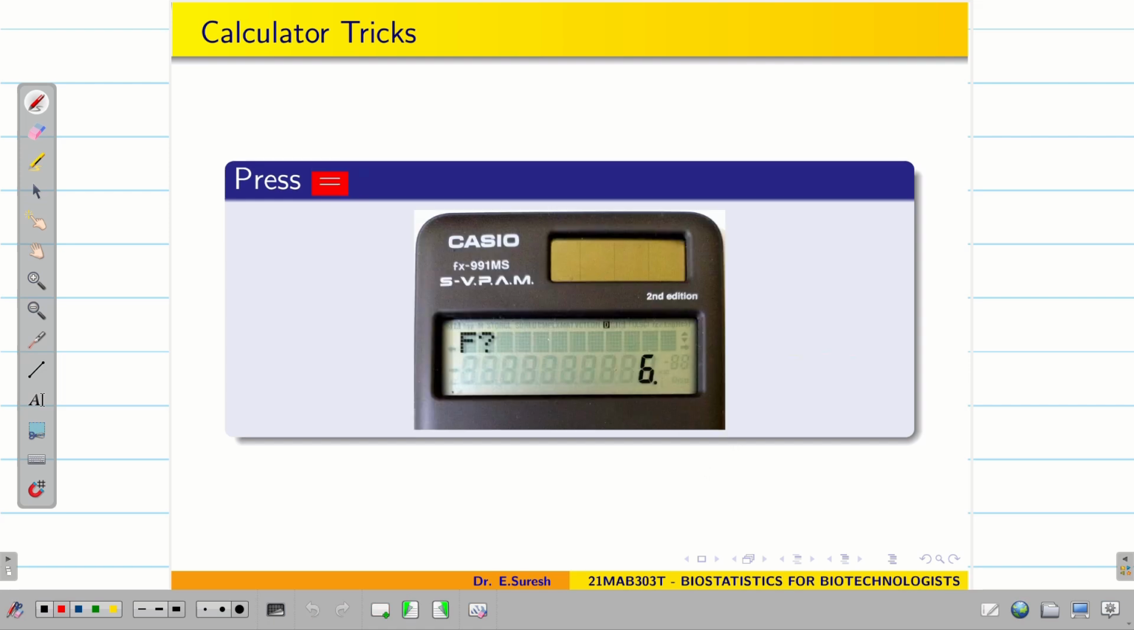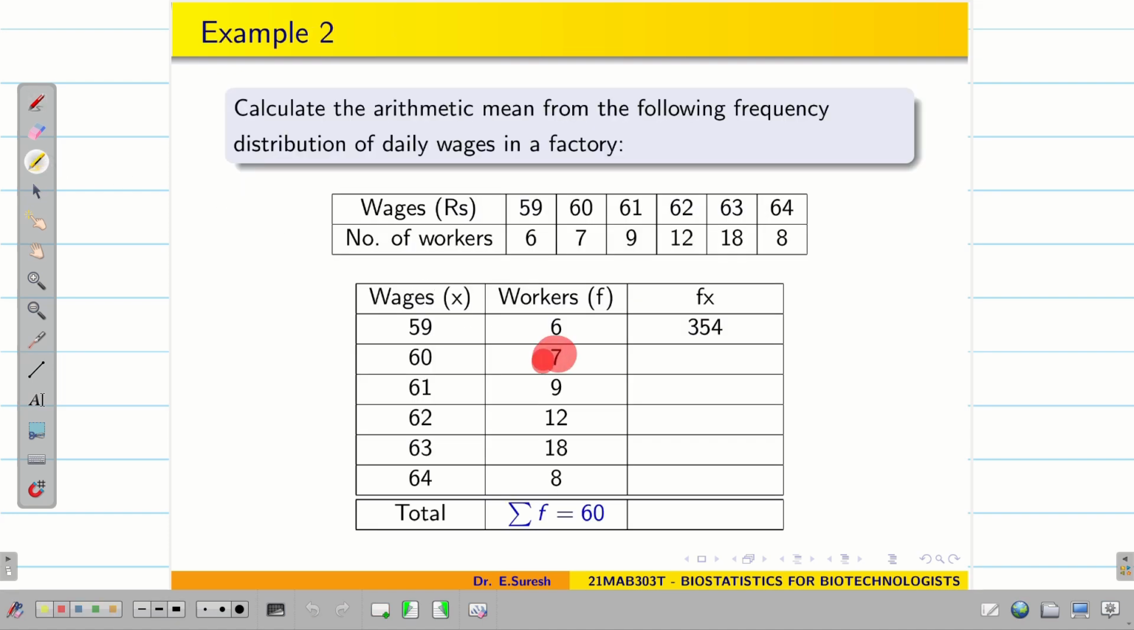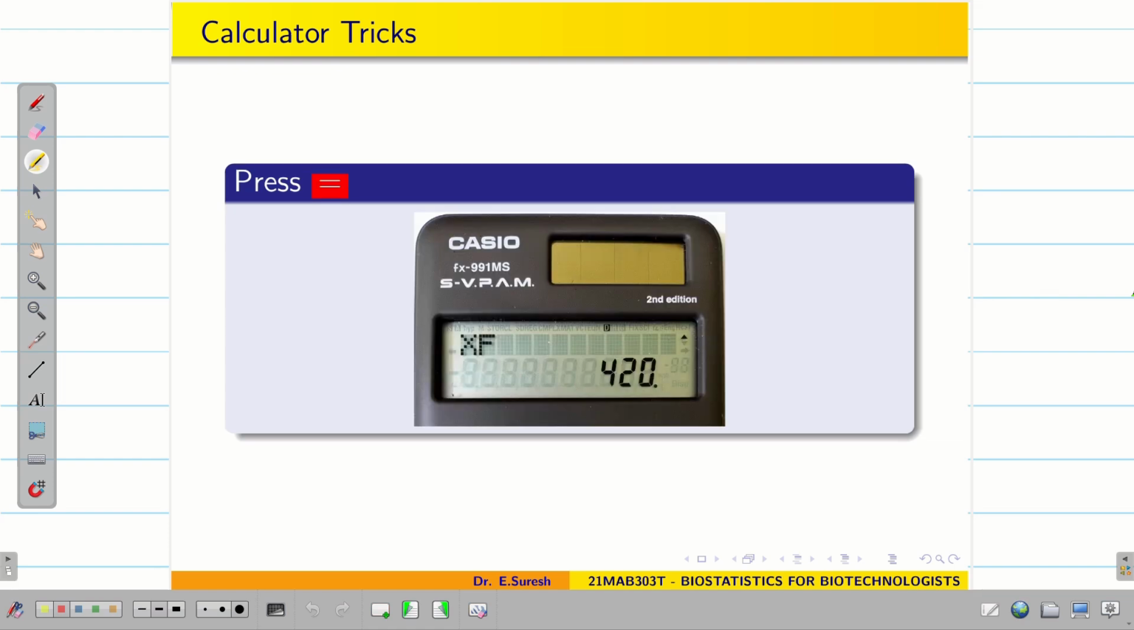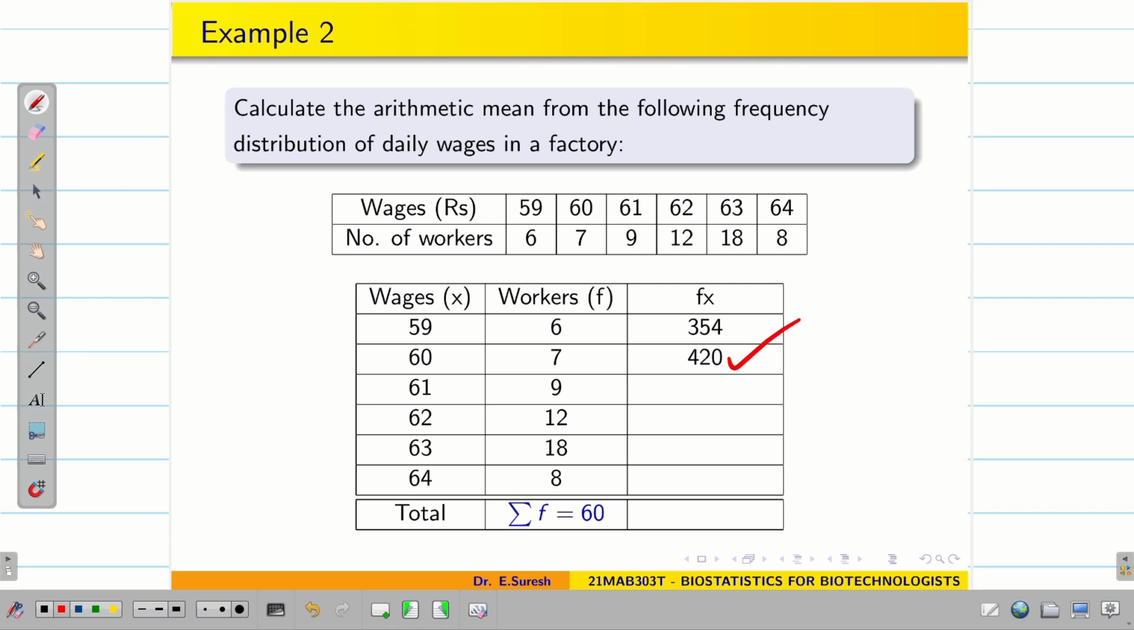Then it will ask for the F value. Now we have to go to the table and see the new F value. My new F value is 7. Now press 7 and then press equal to. Once you press equal to, immediately it will display the multiplied value, that is 420. Now you have to copy it into your table.